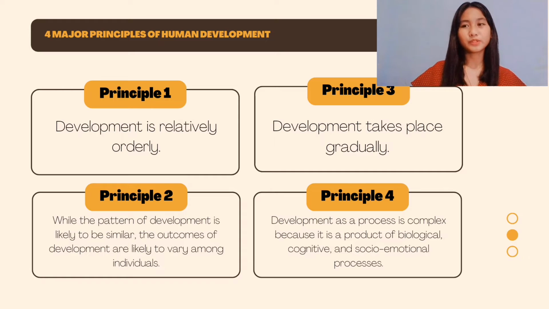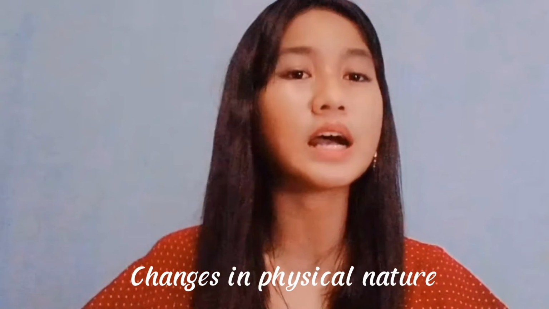For the last principle, development as a process is complex because it is a product of biological, cognitive, and social-emotional processes. It simply means that development is not simple. It is complicated because it involves many processes. Let's talk about the biological processes. It is the changes in the individual's physical nature.